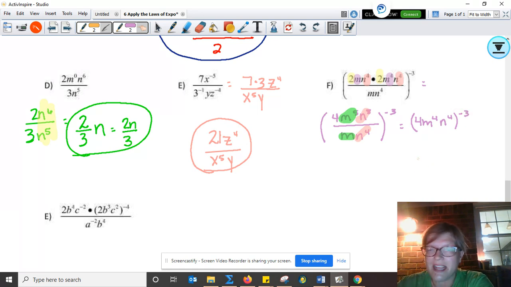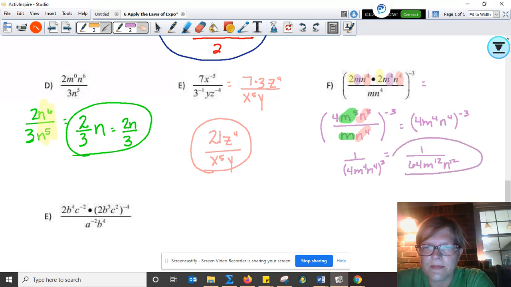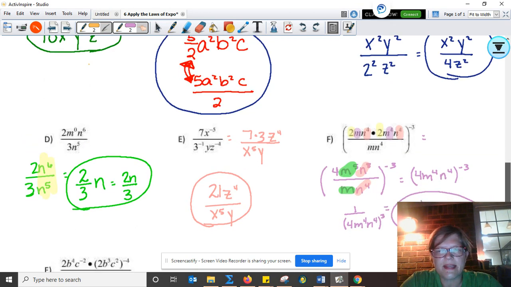Okay, since that's raised to the negative 3, it's going to be written as 1 over 4 m to the 4th, n to the 4th, cubed. And that's going to be 1 over 4 times 4 times 4, 64, m to the 12th, n to the 12th. And that's your final answer. Okay, once again, if you have any questions, please be sure to write them down.